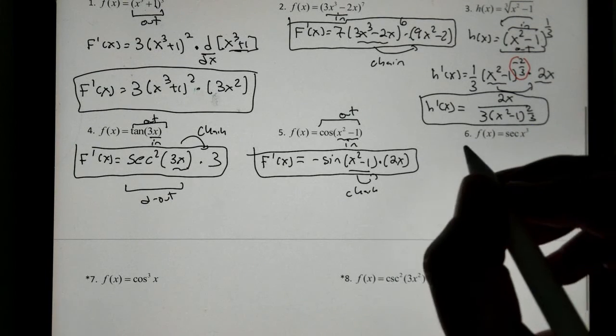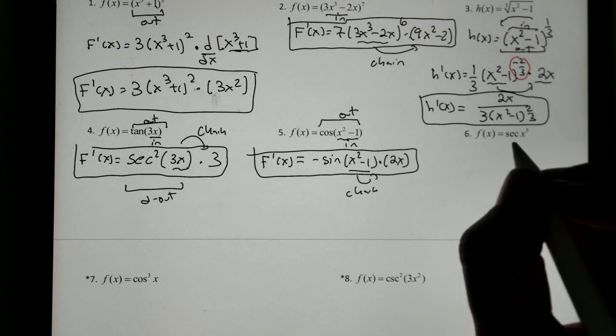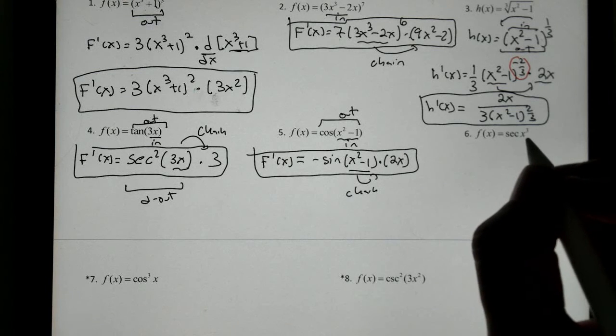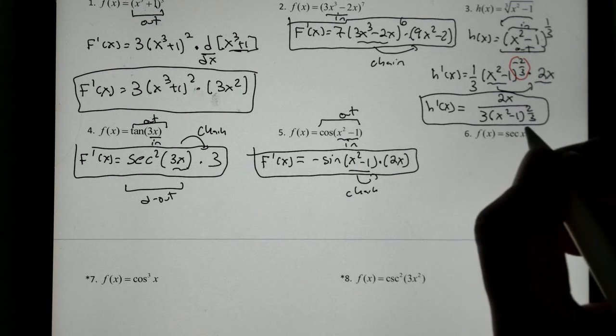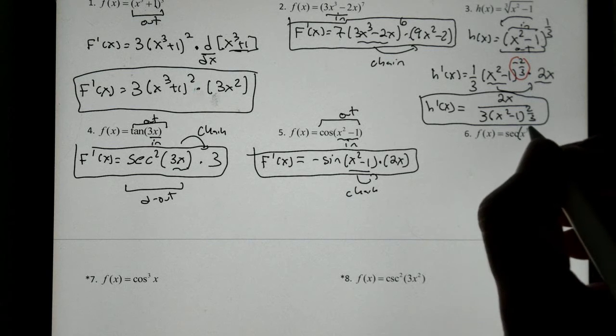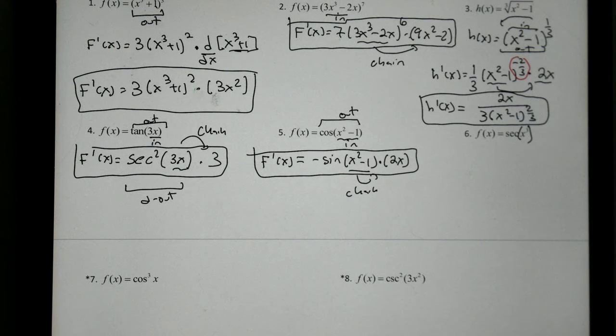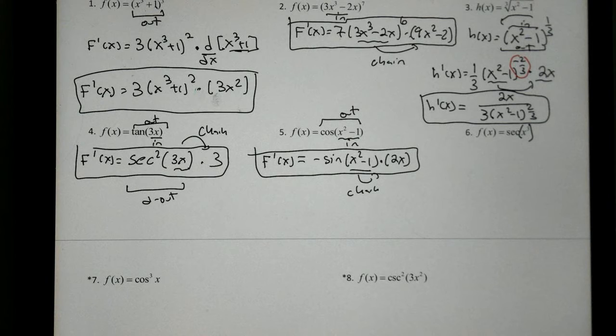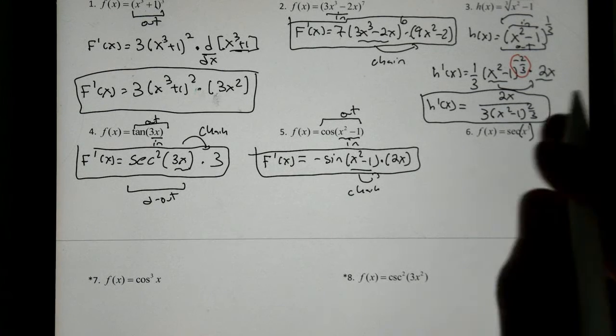But for number 6, notice there are no parentheses. It's just secant of x cubed. So, well, what can I do? Well, I can make this a parenthesis. That's really secant of (x cubed). So if they don't give you parentheses and you have a hard time, just put the parentheses there.